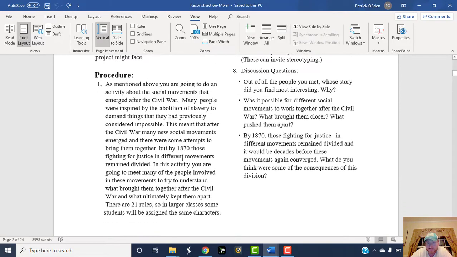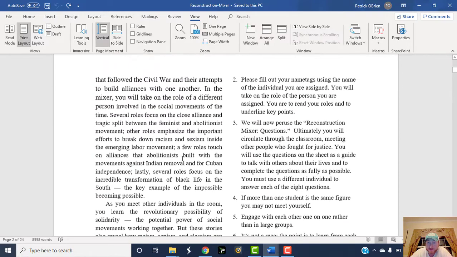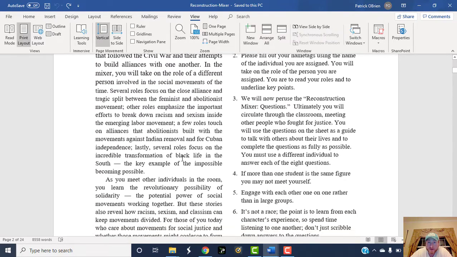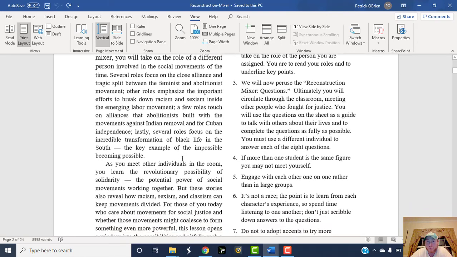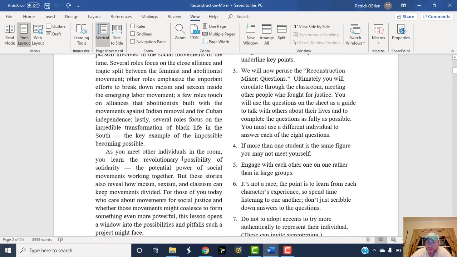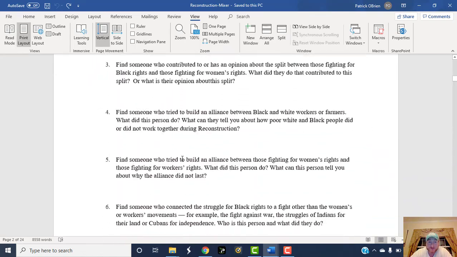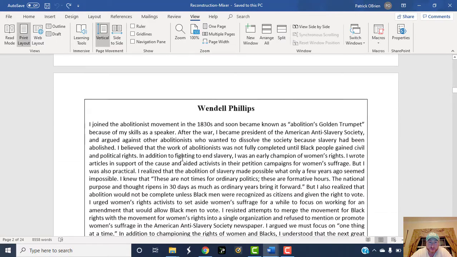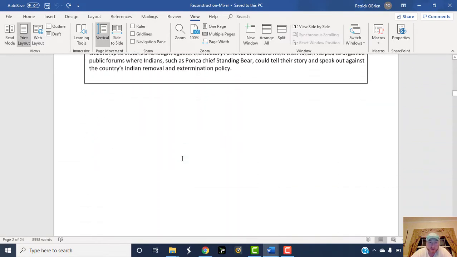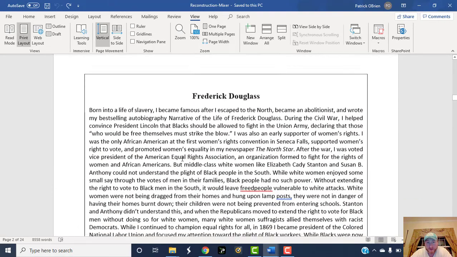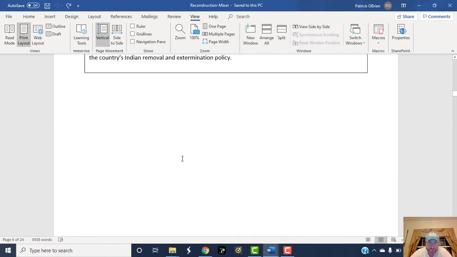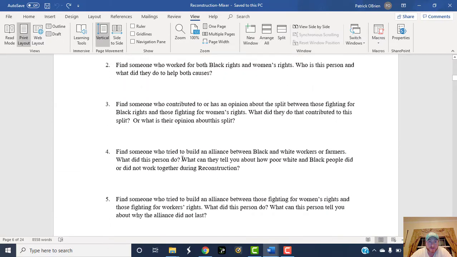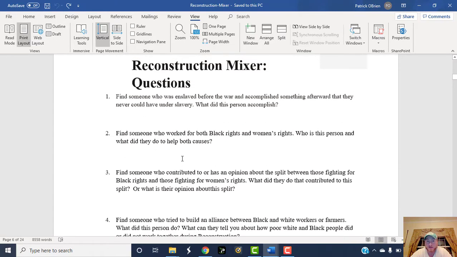There are 21 roles, so many different figures to choose among. You are to choose one person to be. You are to read about yourself and get to know yourself. If you look down here, beginning on page 3, you'll begin to see the different figures: male, female, different races, different ethnicities. I'm going to ask you, when you begin to answer these interview questions, making pretend to meet the people in this packet, that you try and choose a diverse group of individuals.